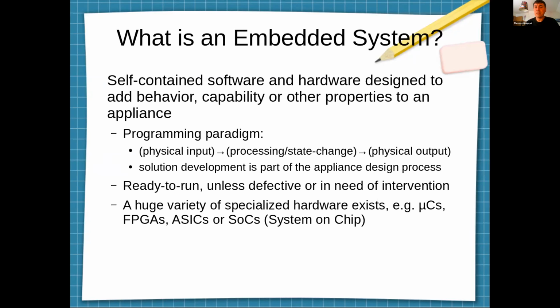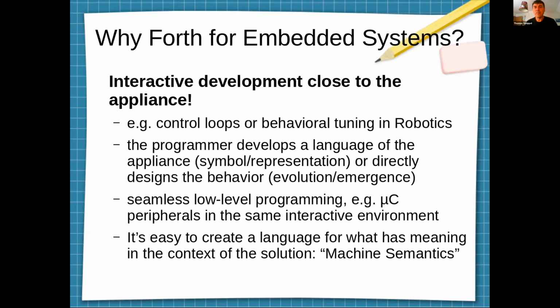And there's a huge variety of specialized hardware. We just saw one, the Parallax. Microcontrollers, FPGAs, ASICs, system on chips. So you know them all. Why would one use Forth for embedded systems? Well, we just saw a very nice example for that. Why we would want to use that.